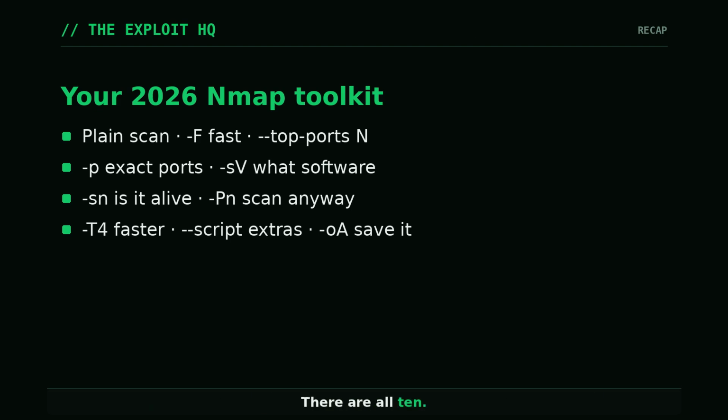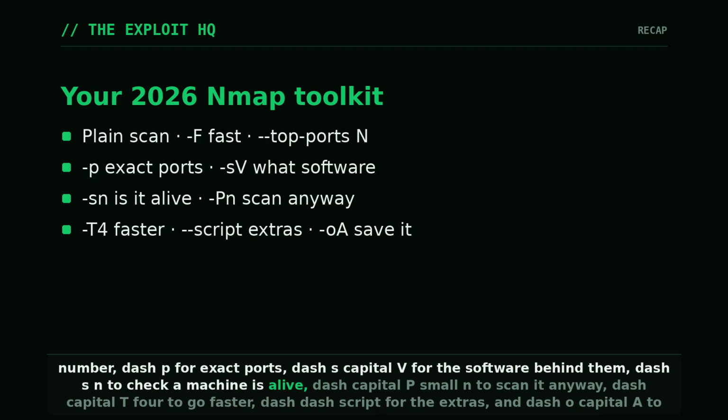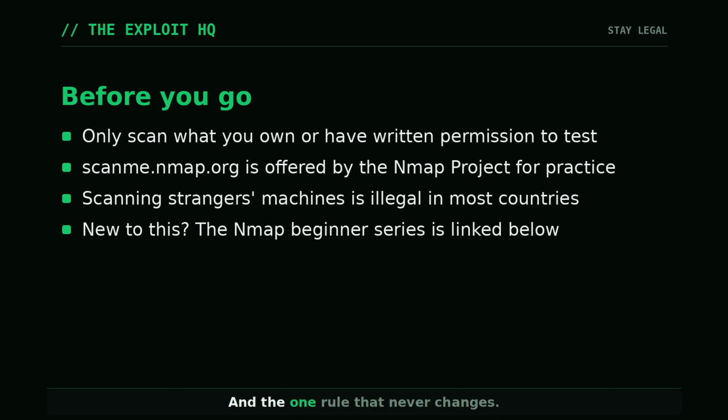There are all 10. The plain scan, -F for speed, top ports to pick your own number, -p for exact ports, -sV for the software behind them, -sn to check a machine is alive, -Pn to scan it anyway, -T4 to go faster, script for the extras, and -oA to save it all. And the one rule that never changes.